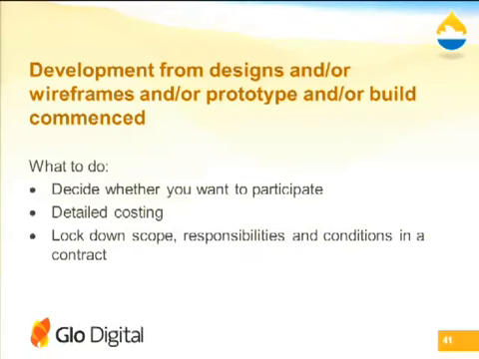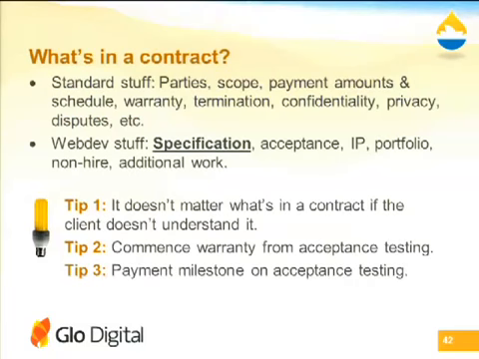Okay, so what do you do? You have to decide. You could do a detailed costing. I suggest you always lock down the scope. That's probably the most important thing. Work out who's responsible for what, particularly when there are multiple organisations involved, and define the conditions in a contract. Very important. I'm going to skip through this. The most important thing in the contract has got to be the specification. If you don't have that careful enough, you're just asking for trouble, and you're taking on a significant liability and a risk.